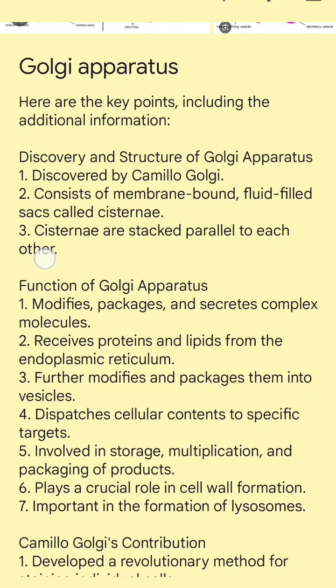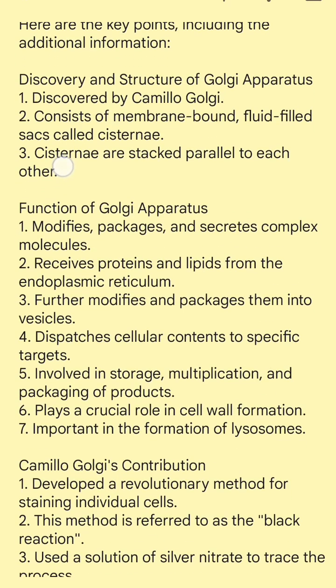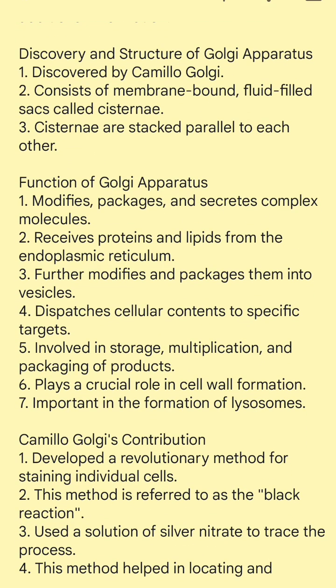If you know about Camillo Golgi, he was a scientist who also discovered a method of staining that's called black reaction, in which he used a solution of silver nitrate to stain individual nerve cells. This was a very easy method to see the cells by microscope in those days. That's why he also won a Nobel Prize.